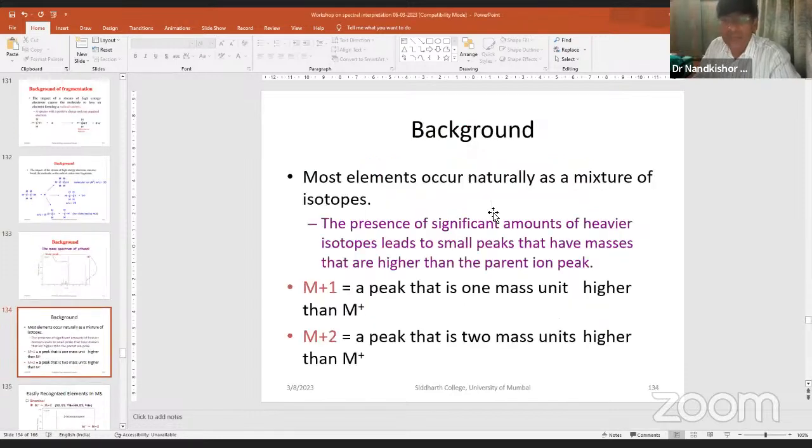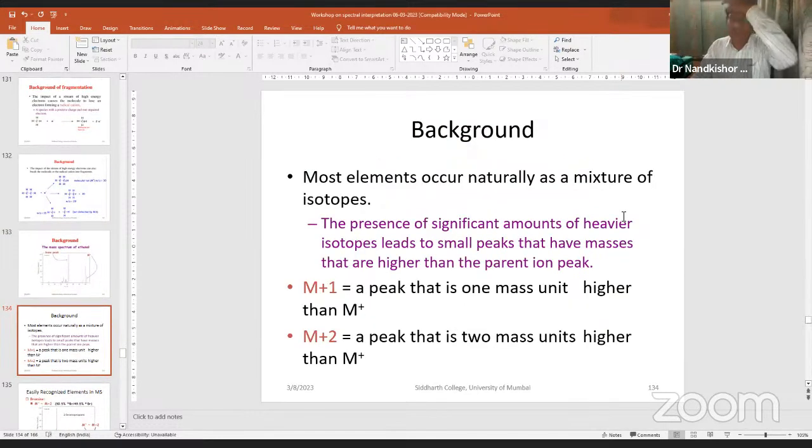Let's see another spectrum. What further things do we need to know? Most elements have a natural isotopic abundance. Carbon normally has one isotope at about 1%, that is C13. So M+1 means the mass is 13. If the isotope is 12, that is C12, and if you get C13, that means M+1.